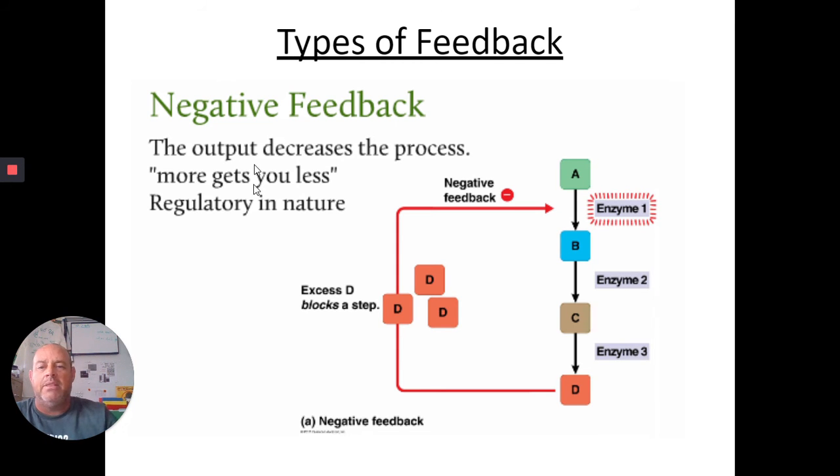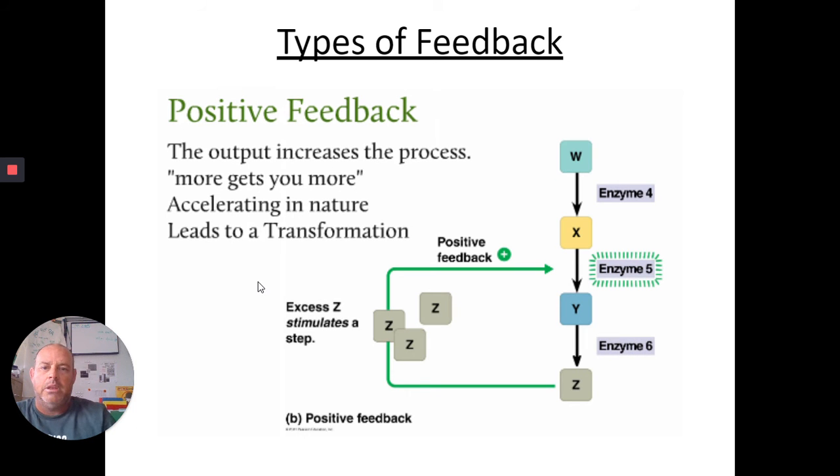Okay. Positive feedback loop, more gets you more. So the opposite. In this case, the product is letter Z, and the more Z I make, the faster it's going to make enzyme 5 work, and more things are going to happen, and it's going to just keep accelerating. So things accelerate in nature. If you think of something that isn't biological, an avalanche would be positive feedback, right? It starts, you can picture a small snowball rolling down the hill, and then it picks up more and more snow as it goes, and pretty soon the whole mountain is collapsing, causing an avalanche. So that would be positive feedback.